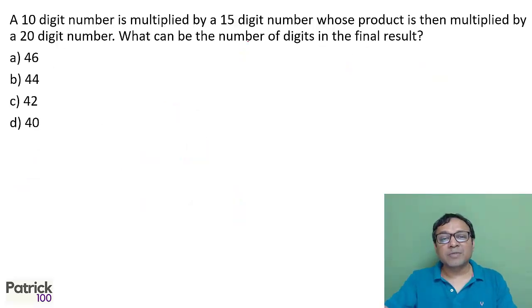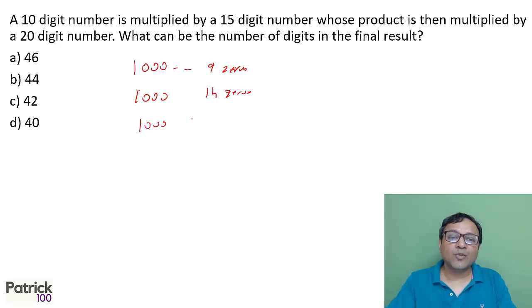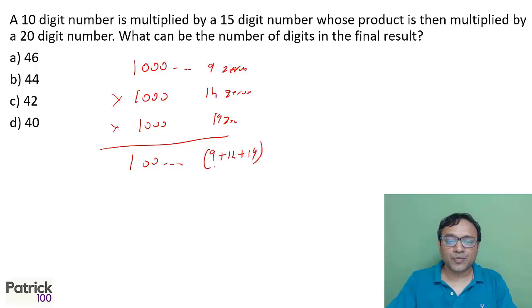A 10 digit number multiplied by a 15 digit number, and the product is multiplied by a 20 digit number. Let's take the smallest numbers. The smallest 10 digit number is 1 and 9 zeros. Then the 15 digit number is 1 and 14 zeros. And the other one will be 1 and 19 zeros. When you multiply them, what do you get? 1 and how many zeros? The number of zeros gets added: 9 plus 14 plus 19. So there are 42 zeros.